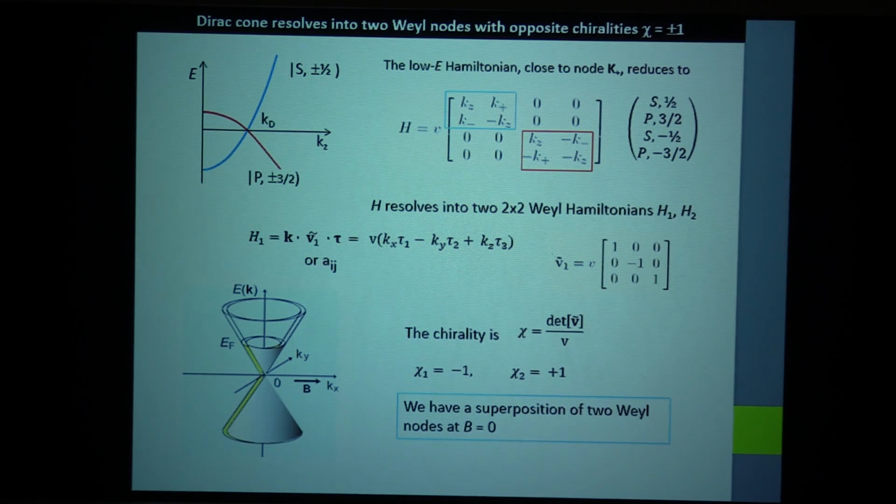So even in zero magnetic field, the protected Dirac node is already resolved into two Weyl nodes, which is depicted here. The yellow cone is sitting right on top of the gray one, but in a magnetic field, they presumably split.